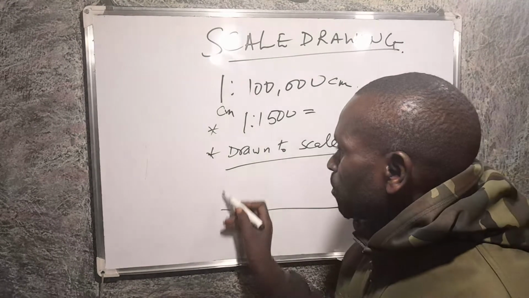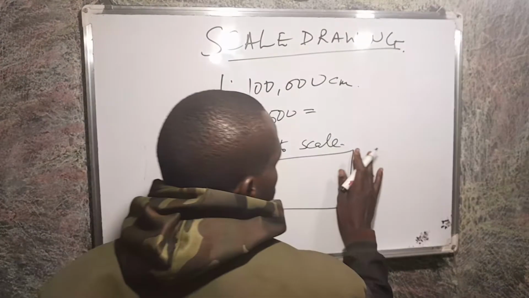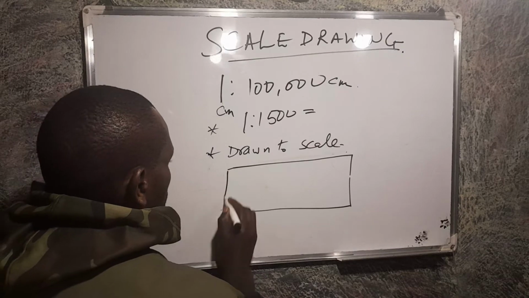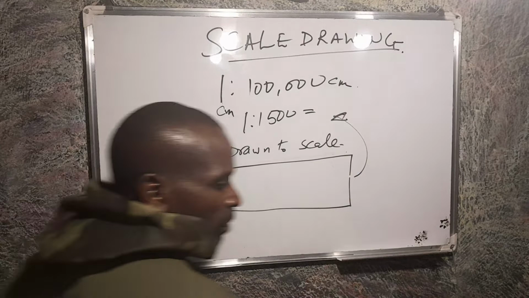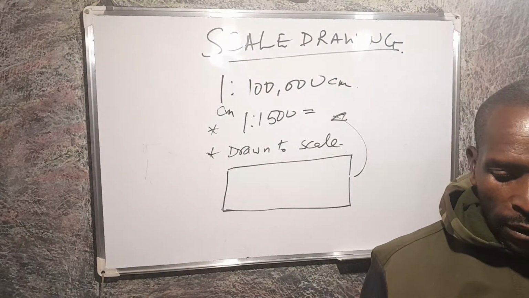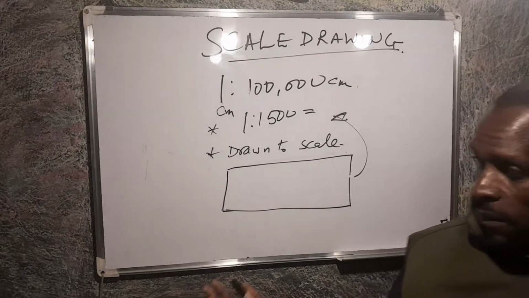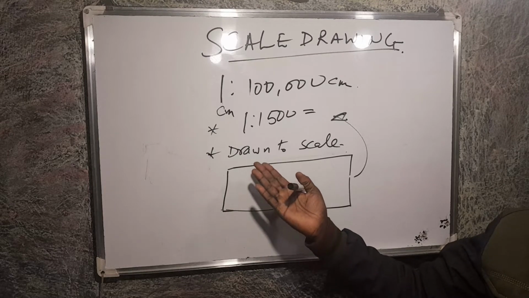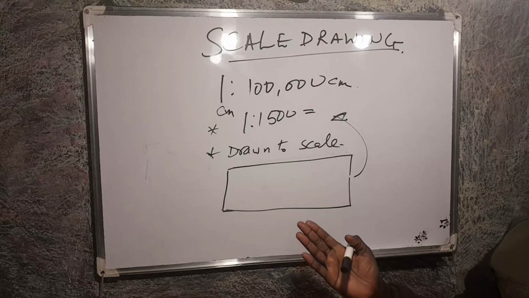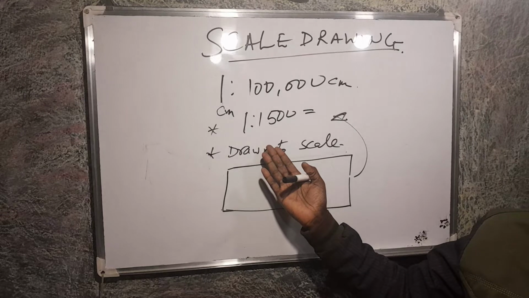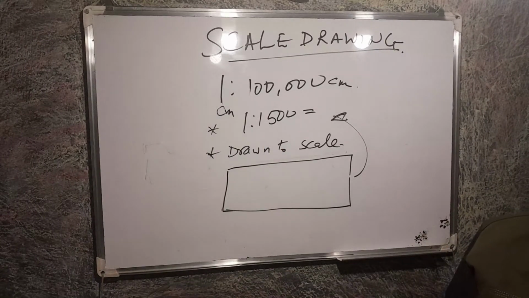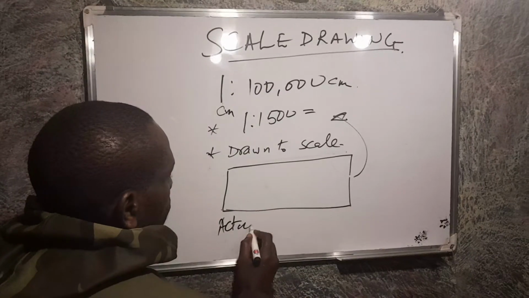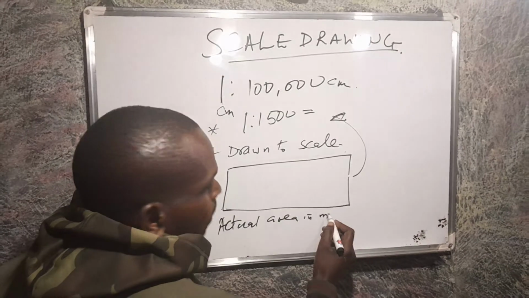A diagram in a question paper: the diagram below is drawn to scale using this scale. Maybe it's a plot of land, and this is what has been drawn on the piece of paper. And it is drawn to scale by using this scale. Okay, so what's the actual area of the plot in meters squared? Find the actual area.